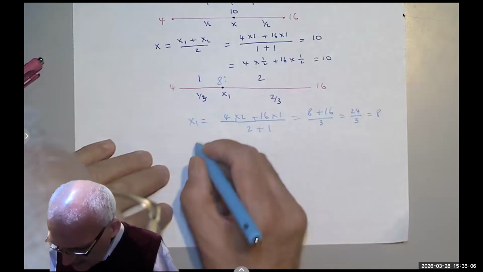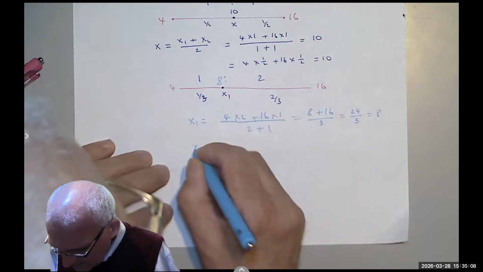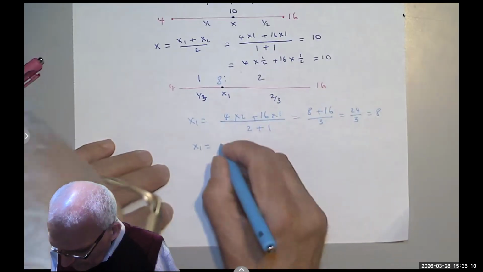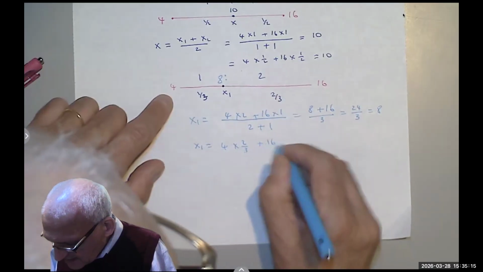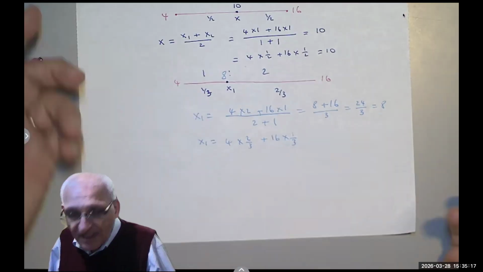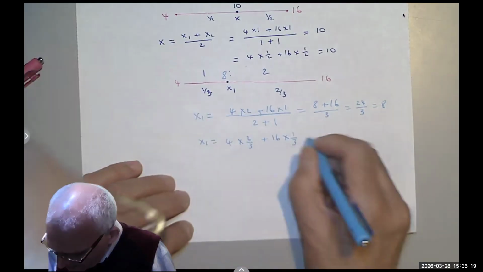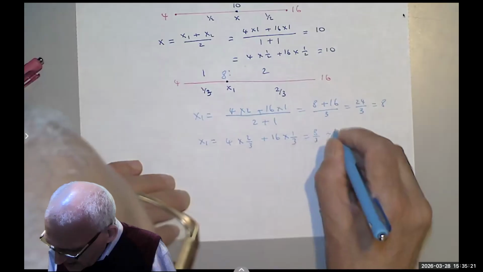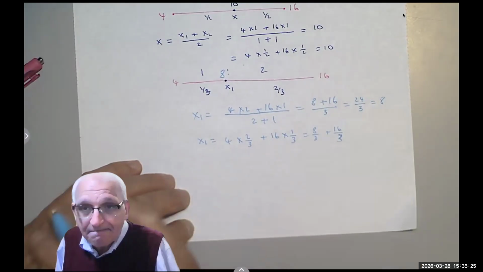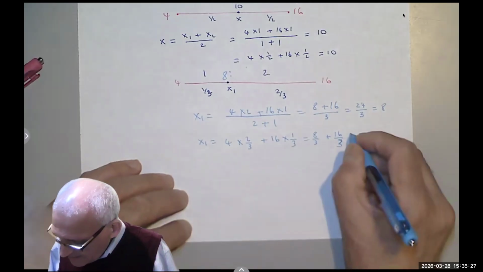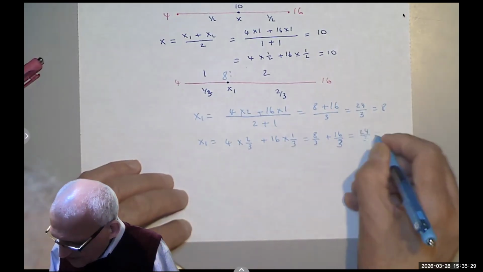Again, if I don't want to divide by anything, I could have said x1 equals 4 times 2/3 plus 16 times 1/3. And of course, you will get the same result. You get 8/3 plus 16/3, which is exactly this thing. And then you add 24/3, which is 8.